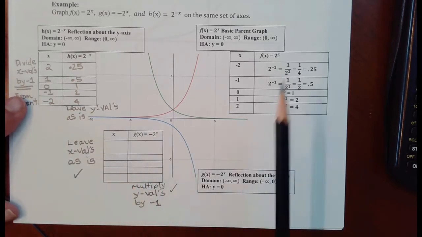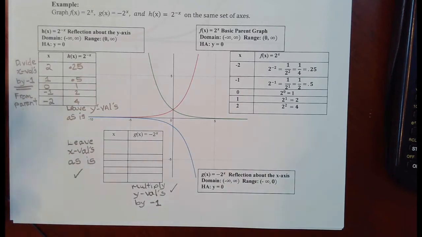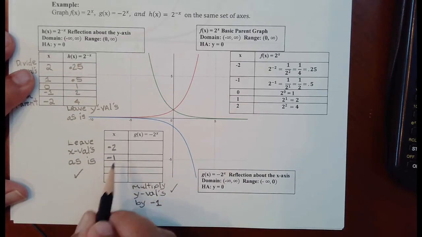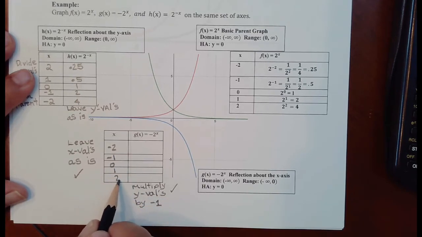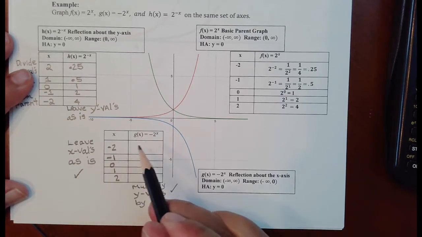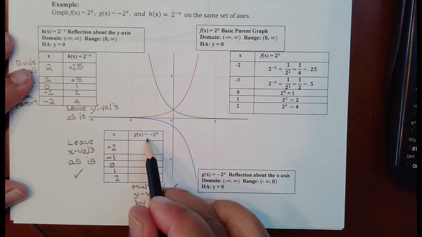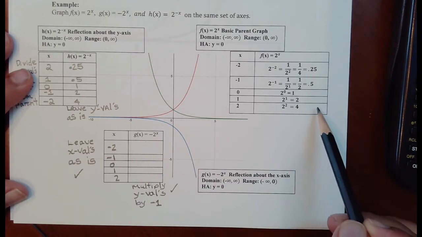-2, -1, 0, 1, and 2. Okay, but on the y's, we said that instead of plugging each one of these into the calculator and multiplying it by this negative coefficient, we're not going to do any of that. We're just going to grab these y values and multiply each of them by -1, so that we're not doing any kind of exponential work, not touching our calculator.